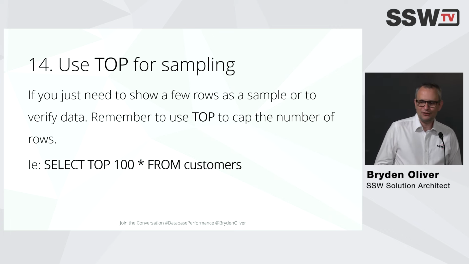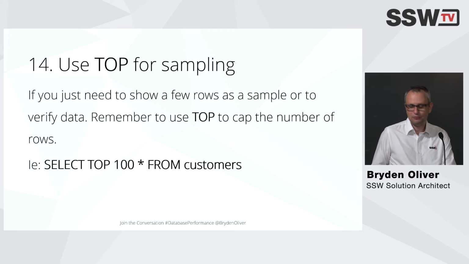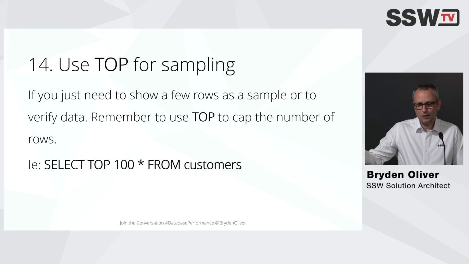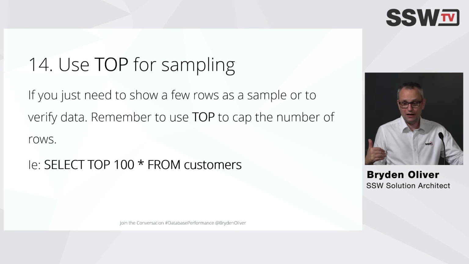Whenever you touch a production instance, always use top to make sure you're not getting too much data back, because the worst thing you can do is accidentally enumerate a giant table. So something like select top 100 star from customers would allow you to see what a customer record looks like, what data's in it, and which columns we seem to populate. You might even grab the most recently added ones and the oldest ones to see how the database structure changes over time, but don't grab all the data. That's going to end in tears, particularly on production servers.